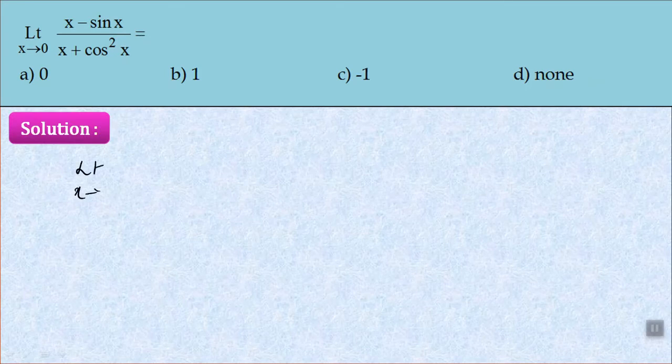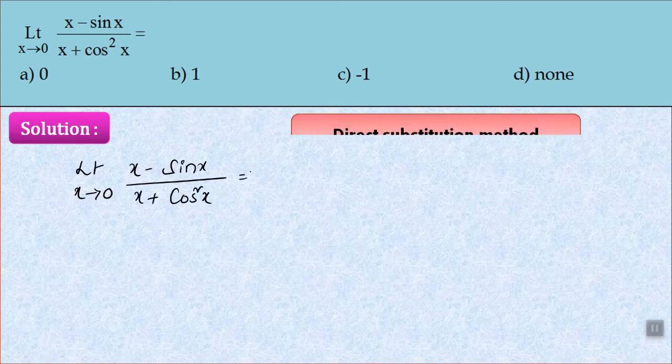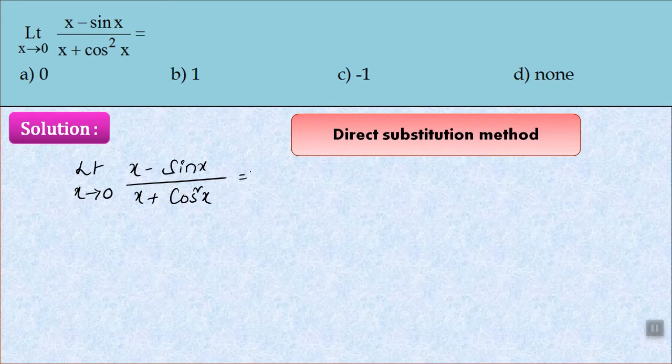Limit x tends to 0, x minus sin x divided by x plus cos square x is equals to. Here using the direct substitution method, we get the answer. Here substitute the limit 0 minus sin 0 divided by 0 plus cos square 0. This equals to, here sin 0 is 0 divided by cos 0 is 1, 1 square is 1. This equals to 0 by 1 is 0. Therefore, the answer is option A.